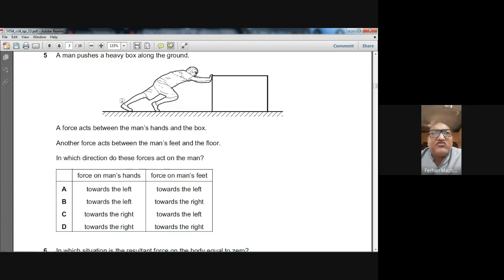With his feet he's trying to push the earth backward, I mean towards the left. With his feet he's applying force on the earth towards the left. So the earth will apply force on his feet towards the right. So B is the best option. Question number 5, B is the best option.